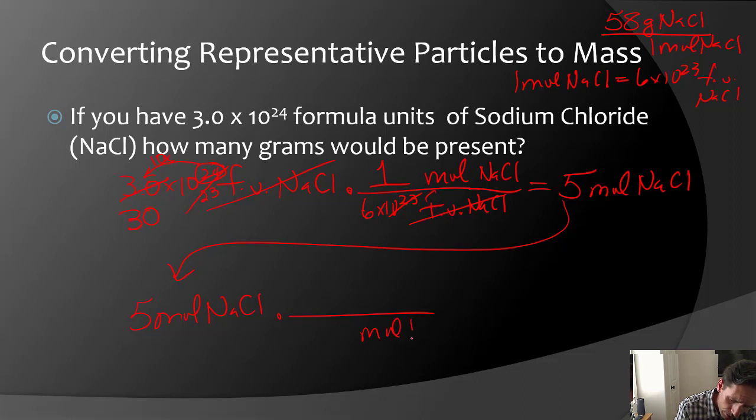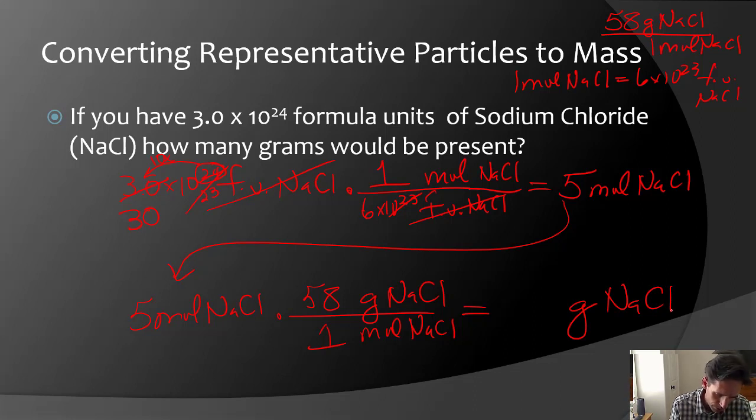So moles of sodium chloride go down here in the bottom. Grams of sodium chloride go up here at the top. 1 mole of sodium chloride for every 58 grams of sodium chloride. Okay, so we'll end up with our answer in grams of sodium chloride. So if I do this right, 5 times 58, is that 290 grams of sodium chloride? Let's see, 5 times 8 is 40, carry the 4, yeah, 290 grams of sodium chloride is what we would have as our final answer.